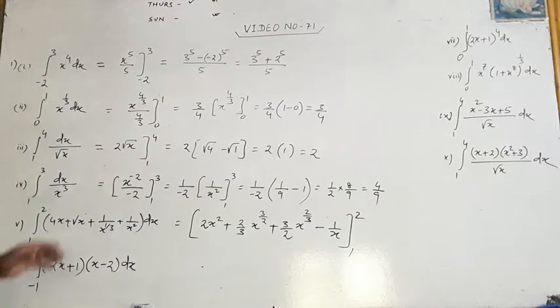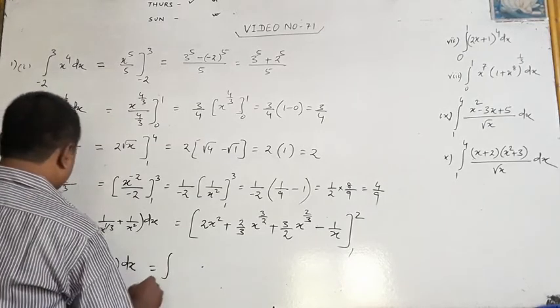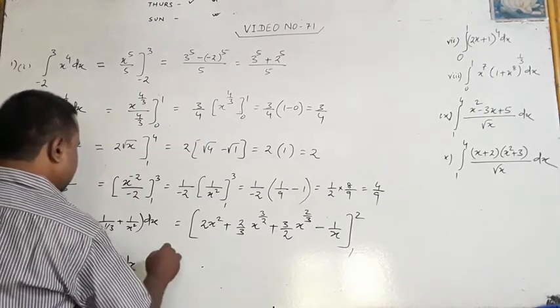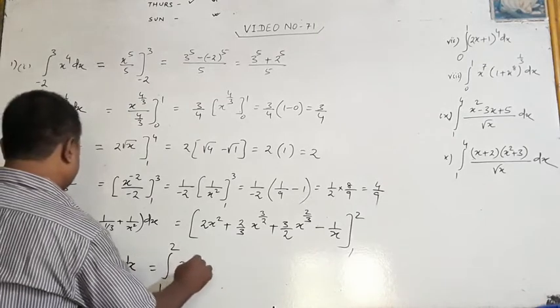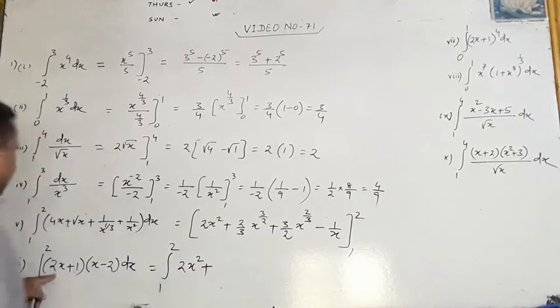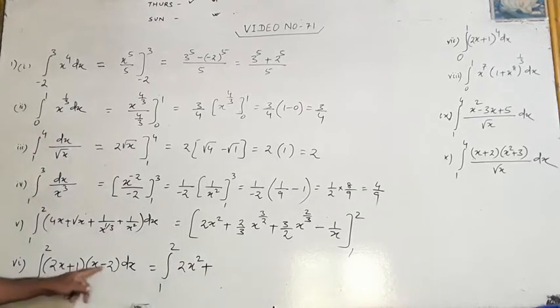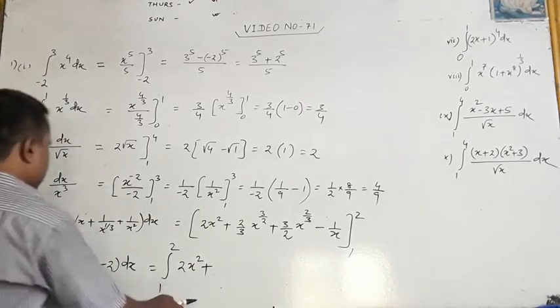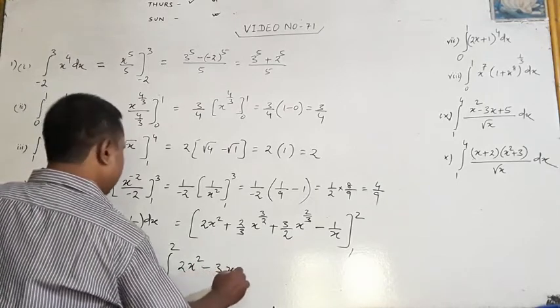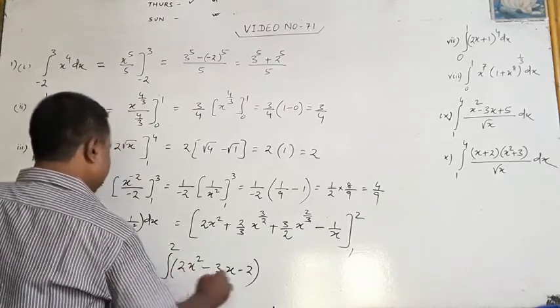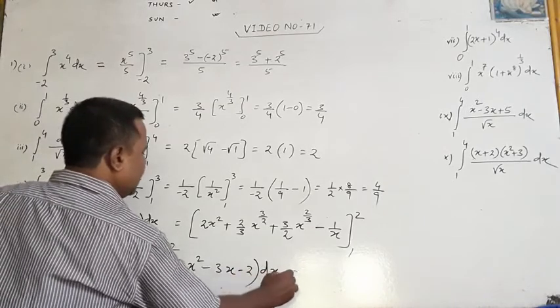Mind it, when you do this, you should be very cautious about the calculations. Okay, then for this part you have to just multiply minus 1 to 2. What is the multiplication? It is 2x square plus, I am directly writing it, plus x minus 4x. It becomes minus 3x, minus 2, dx. Then you can do it directly.